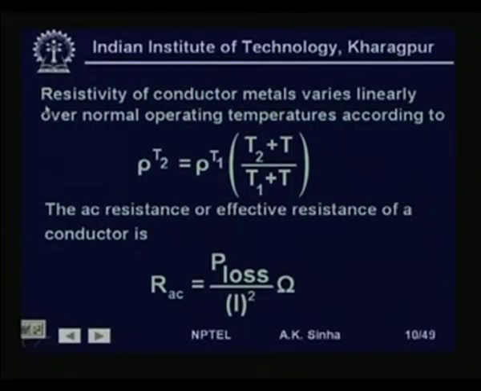Well, as we have seen, the resistance depends on resistivity, and resistivity depends on the temperature. The resistivity of conductor metal varies linearly over normal operating temperatures according to the relationship rho T2 is equal to rho at T1 into (T2 plus T) divided by (T1 plus T), where this T is a temperature constant which has different values for different materials. So, if we know the resistivity at some temperature T1, we can find out the resistivity at another temperature T2.